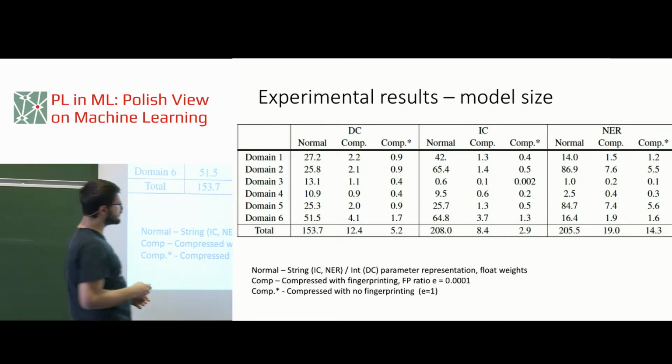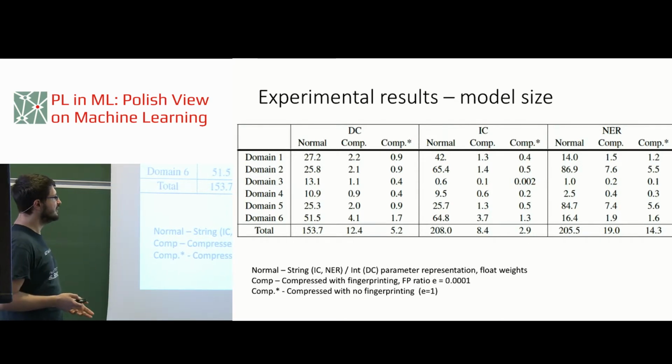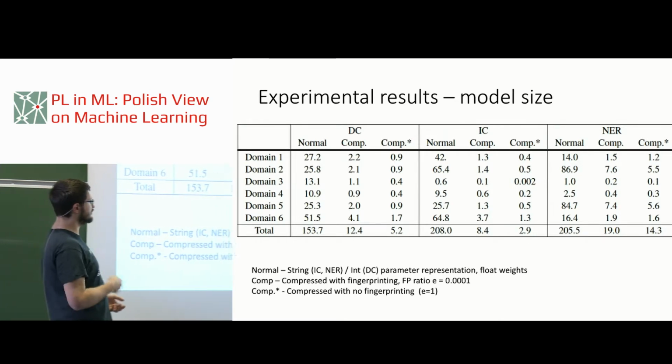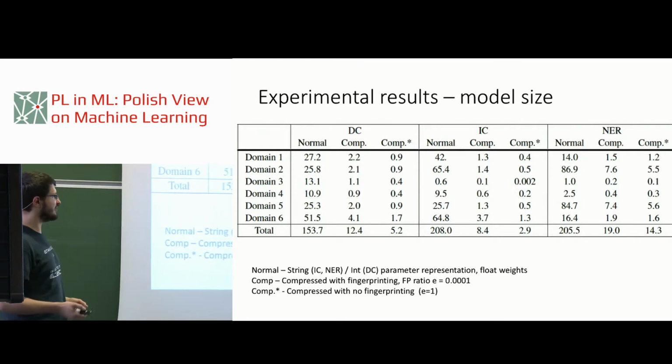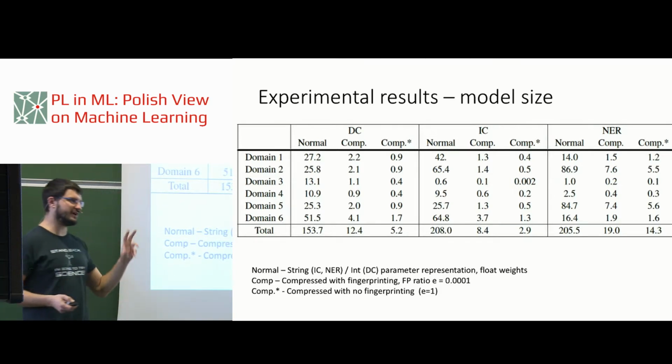So if you didn't do fingerprinting, you could go down to 5 megabytes. So this is a 50-time reduction. For intent classification, you go from 200 megabytes to 8 megabytes, which is an even bigger reduction. And the difference here between the ratios, because those are both max entropy models, is actually in the training.